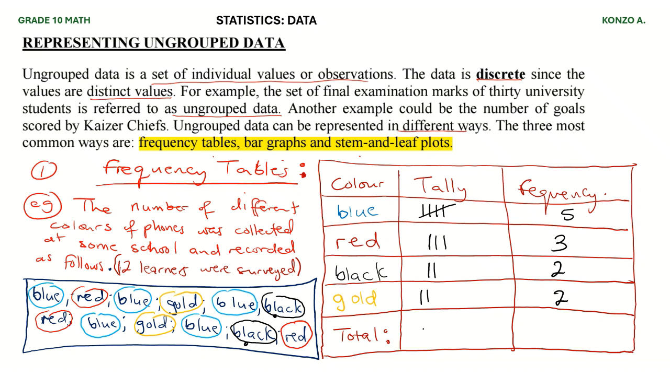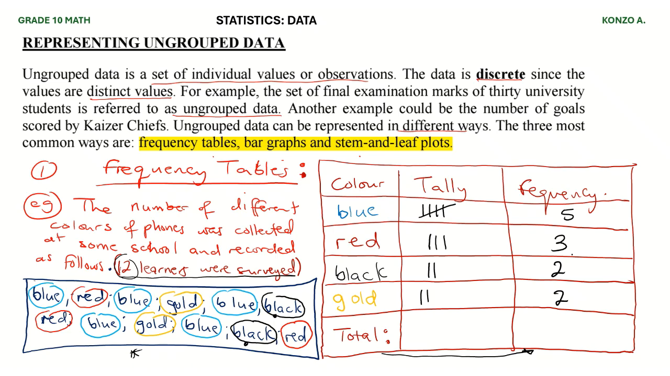There we go. The total is very important because it tells us how many people we actually surveyed. Let's say we did not specify that 12 learners were surveyed. If we were given data like this, the total of the frequency tells you how many items or data points were studied. The total should be equal to the number of learners that we studied, which is 12.